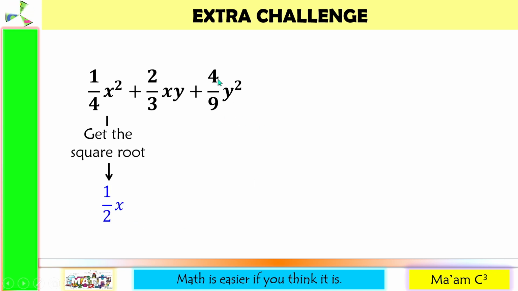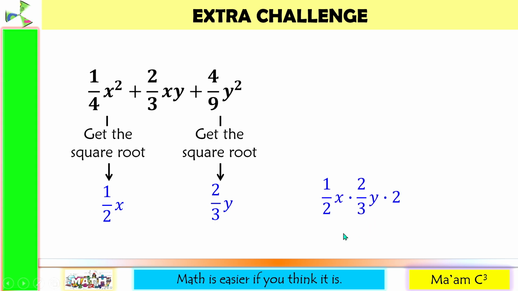Next, the square root of 4 is 2. The square root of 9 is 3. And the square root of y squared is y. So we have 2/3 of y. Let us multiply them together and multiply by 2. So these two will cancel out. We'll have 2/3 of y times x, and that is 2/3 xy. The same as our middle term. So this trinomial is a PST.